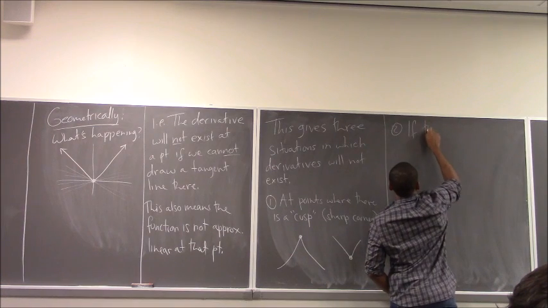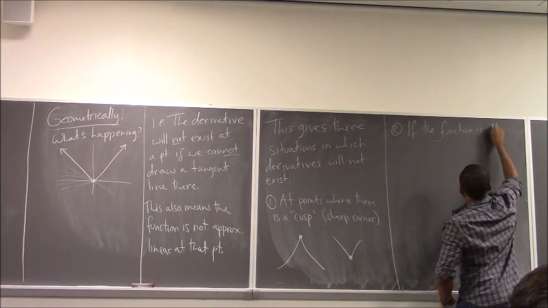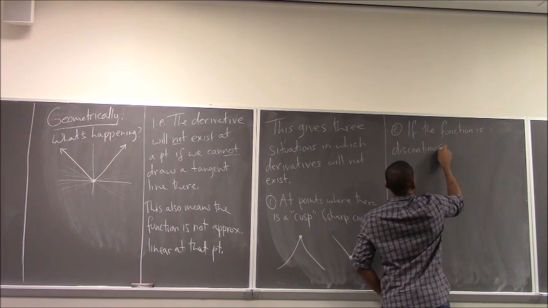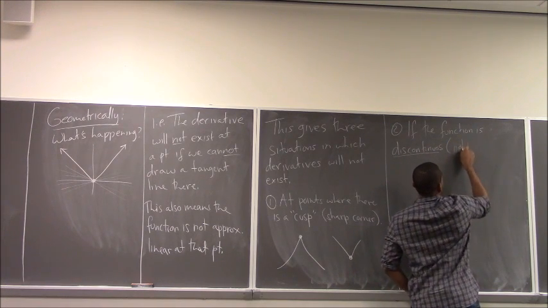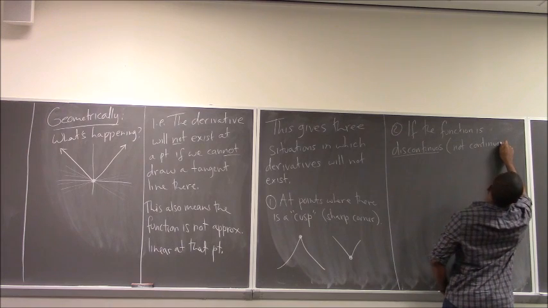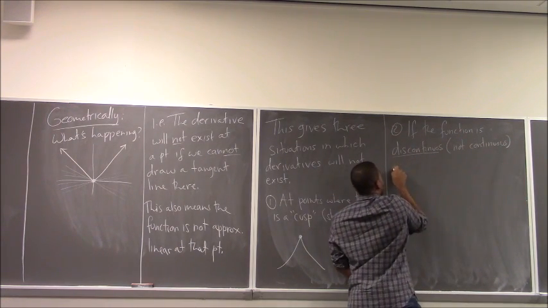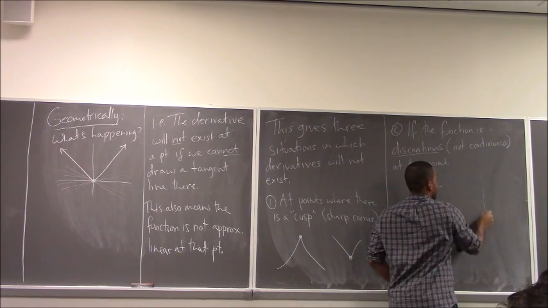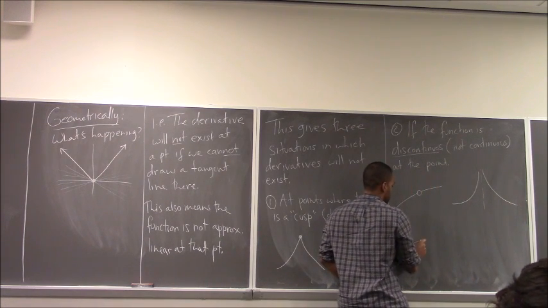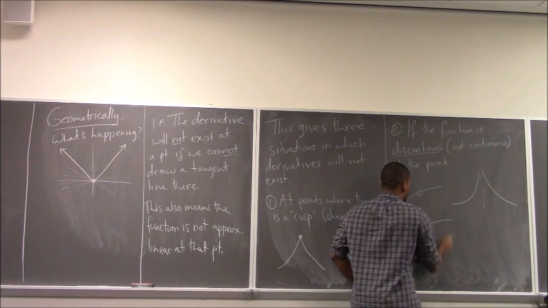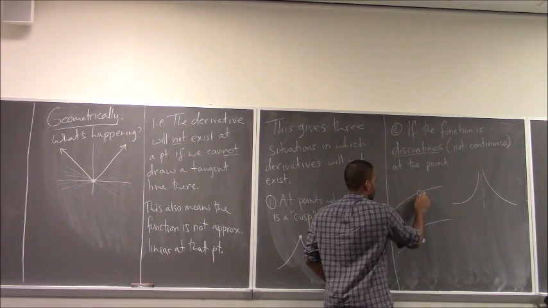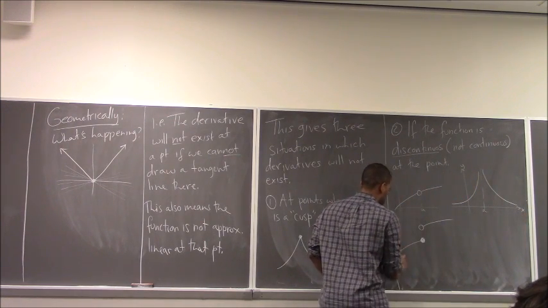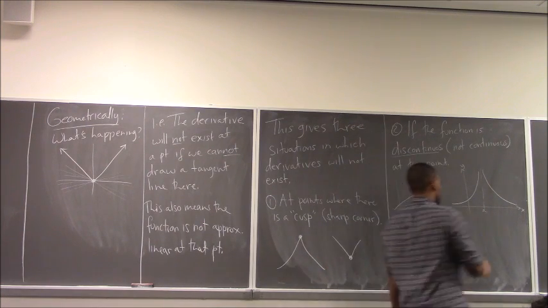Second is if the function is discontinuous at a point. I believe I've defined the word discontinuous. It just means not continuous. So if there's a hole, or some sort of asymptote, or a gap otherwise, at all these x values, I'm just putting in random axes here, these are all not differentiable.